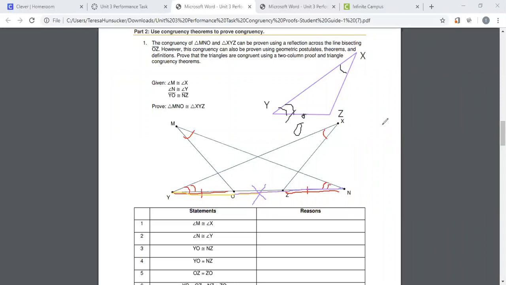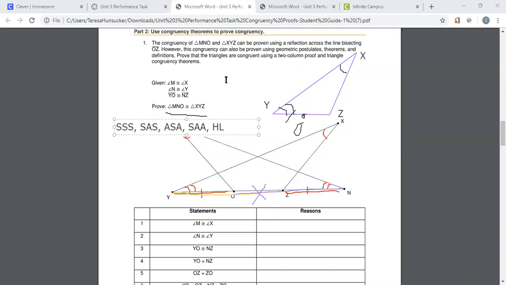So now the proof statement asks us to prove the triangles congruent. And recall, in order to prove triangles congruent, you can do it one of 5 ways. You can do side-side-side, side-angle-side, angle-side-angle, side-angle-angle, and hypotenuse-leg.